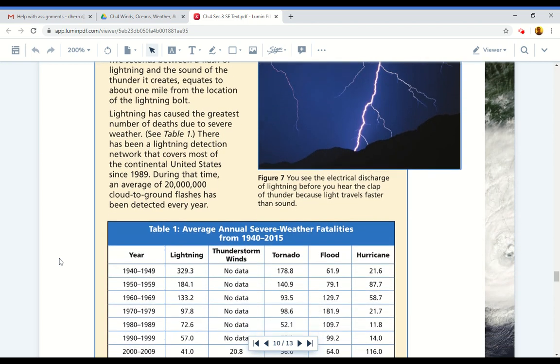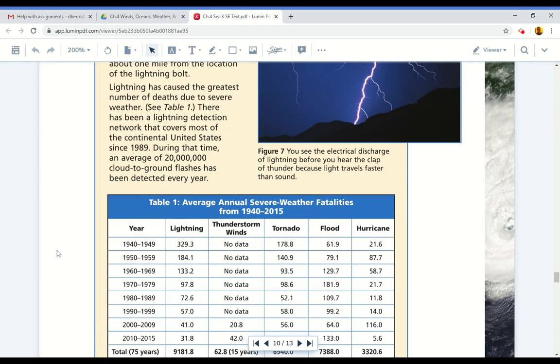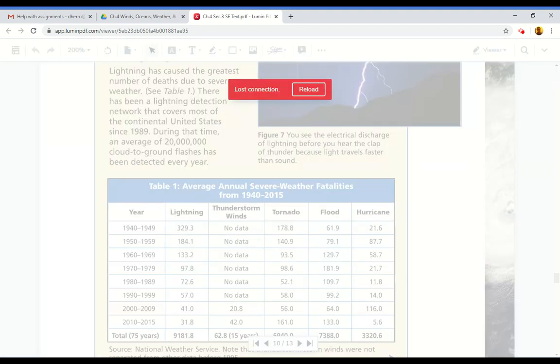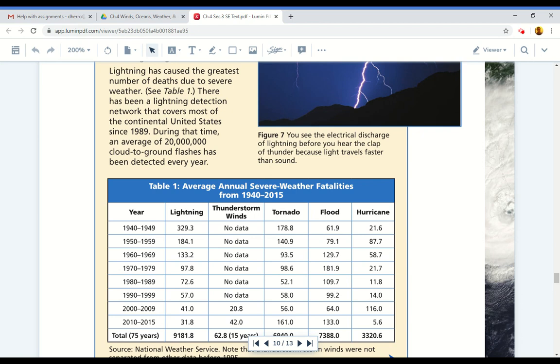Lightning has caused the greatest number of deaths due to severe weather. There has been a lightning detection network that covers most of the continental United States since 1989. During that time, an average of 20 million cloud-to-ground flashes has been detected every year. You see the electrical discharge of lightning before you hear the clap of thunder because light travels faster than sound.